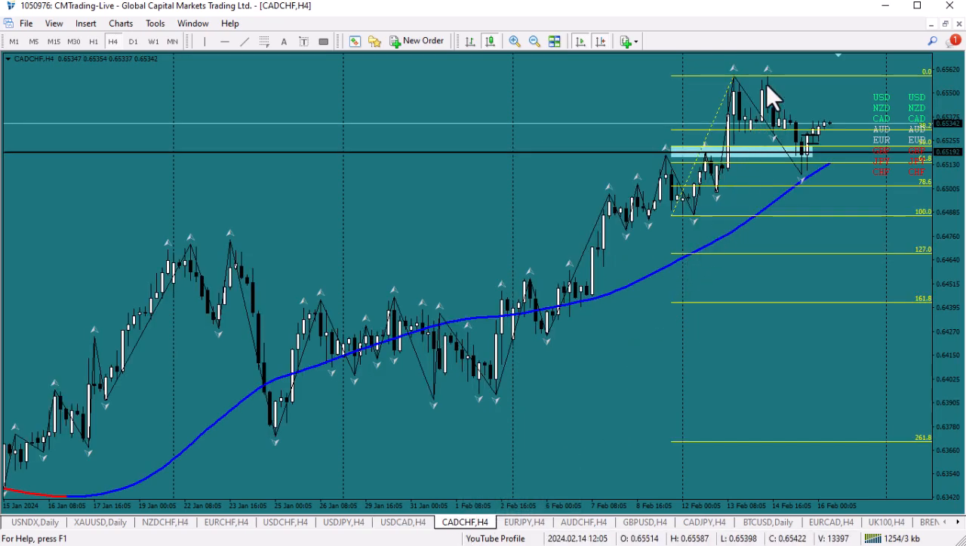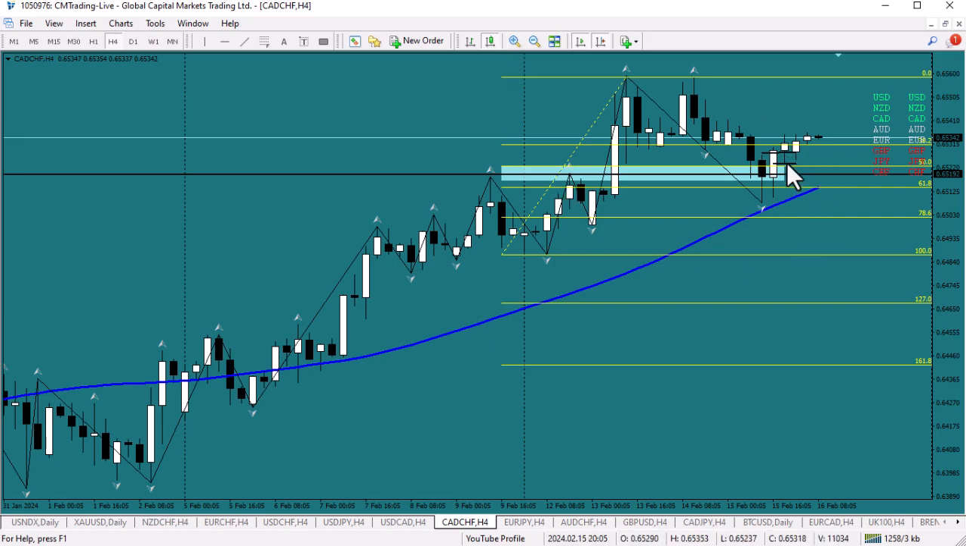In the CAD Swiss, gave a retest yesterday, 2-hour level, nice bullish engulfing. It's a medium-sized body, nice bullish engulfing. We even got an opportunity nicely on the halfway mark there.